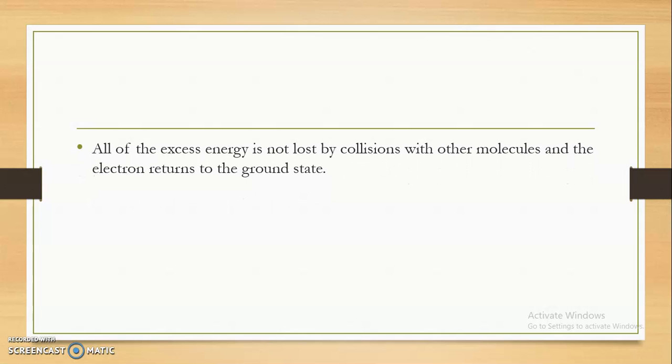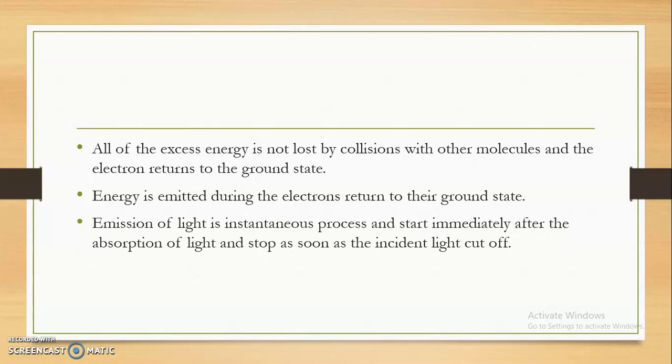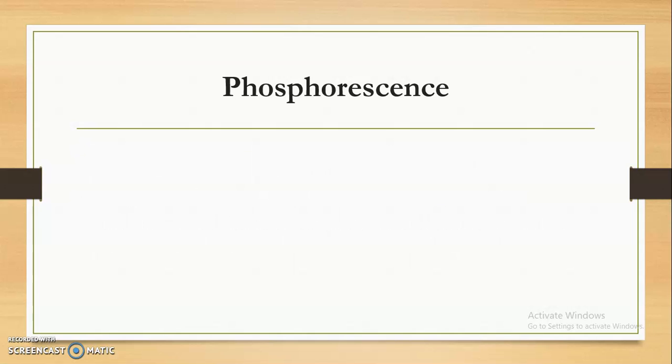All of this excess energy is not lost by collision with other molecules, and the electrons return to the ground state. The energy emitted during the return of the electron to the ground state is eliminated in the form of photons. The emission of light is an instantaneous process, meaning it starts immediately after the absorption of light and stops as soon as the incident light is cut off. So this is known as fluorescence.